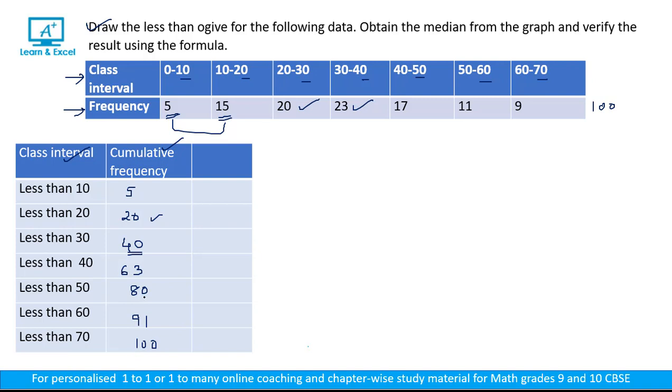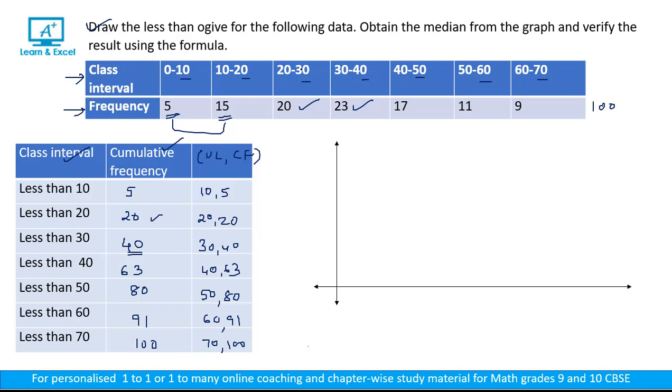Let us now plot these points. What are the points that we are going to plot? We are going to plot the points corresponding to the ordered pair given by the upper limit and the corresponding cumulative frequency. That is, we are going to plot (10, 5), then (20, 20), (30, 40), (40, 63), (50, 80), (60, 91) and (70, 100). Let us now plot them on the graph like this.